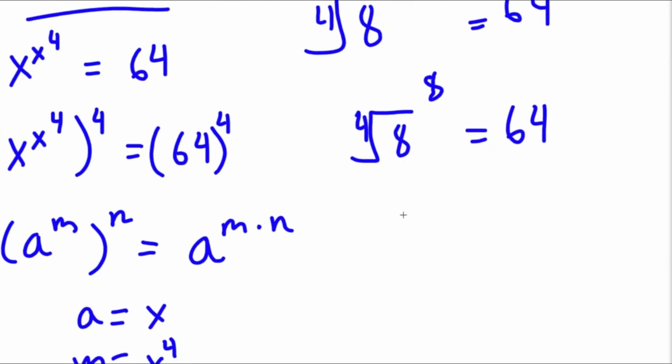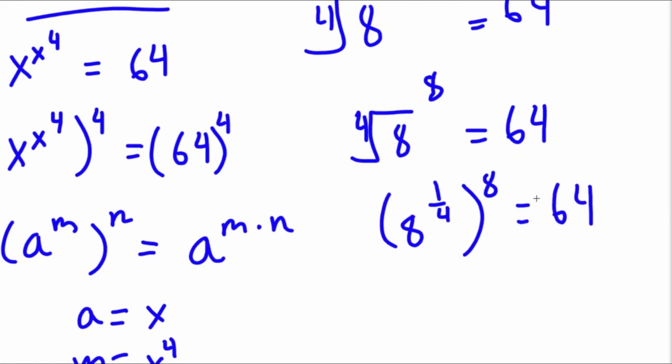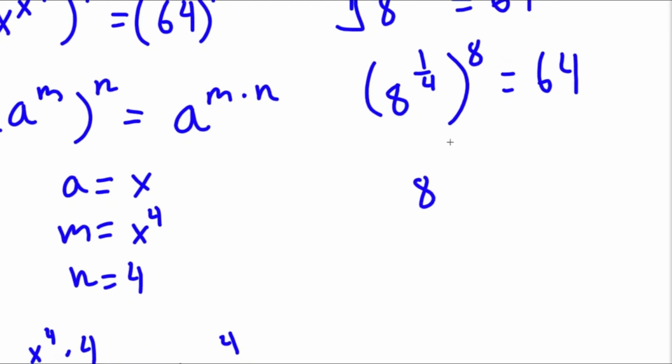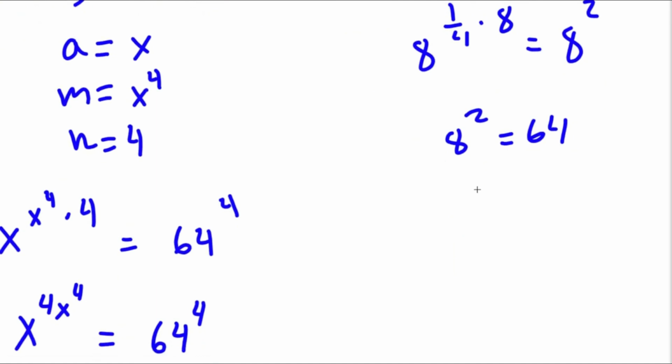Now the 4th root of 8 is the same thing as 8 to the power of 1 over 4. So I have 8 to the power of 1 over 4 to the power of 8 is equal to 64. Now this is the same thing as 8 to the power of 1 over 4 times 8, which is the same thing as 8 to the power of 2. So I have 8 to the power of 2 is equal to 64, and 8 to the power of 2 is 64. So I have 64 is equal to 64, and this is right, so our solution is right.